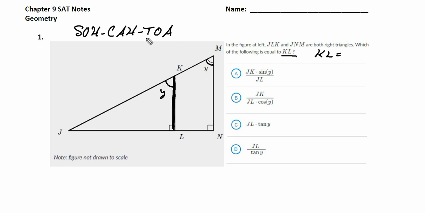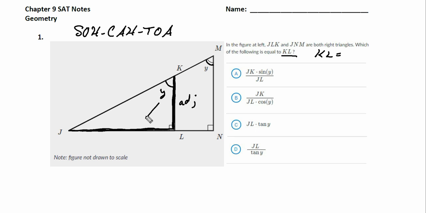Of course, we've got to figure out which one we can use. It's asking for KL, which is the adjacent side with respect to angle y. Now we also have to figure out what the other side is that we have to use to set up this trigonometric ratio. In terms of that question, we could take a look at the answers. One thing that we're going to notice in every single one of these answers is JL. So it's suggesting that we use JL and of course KL when constructing this trigonometric function.